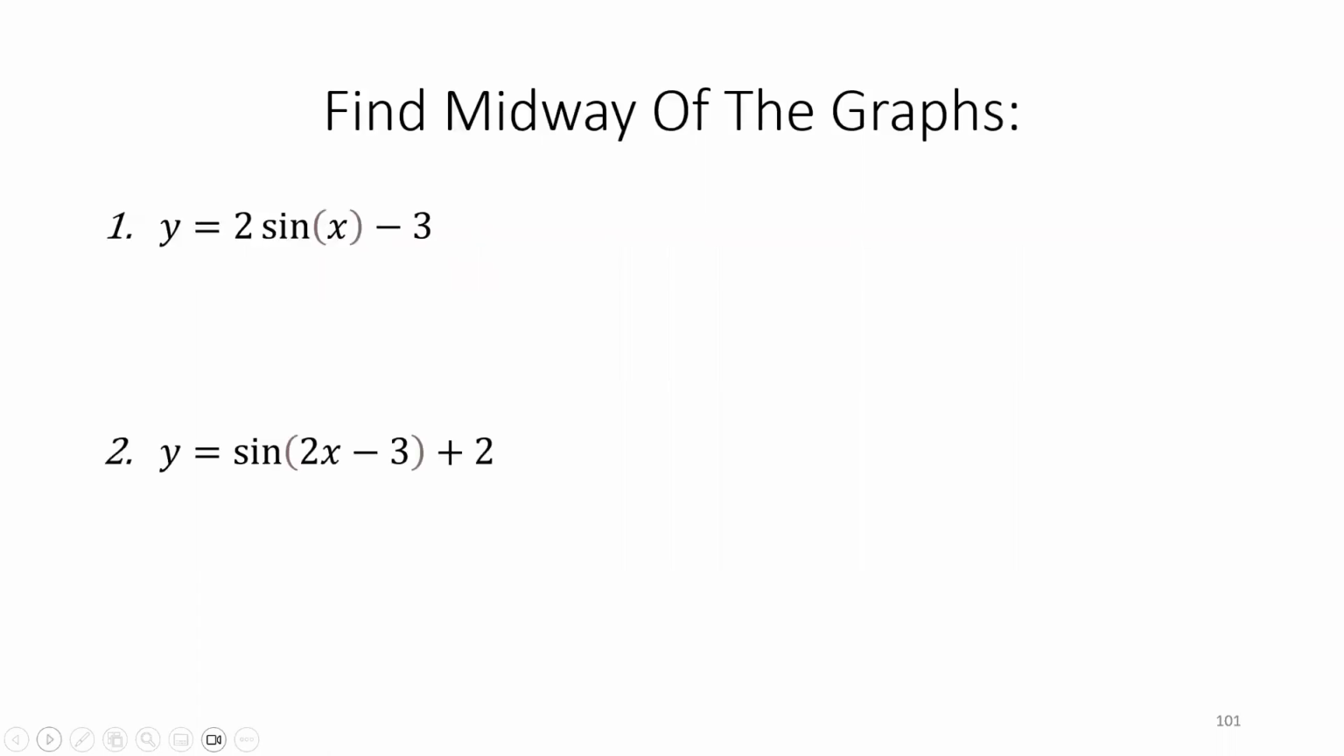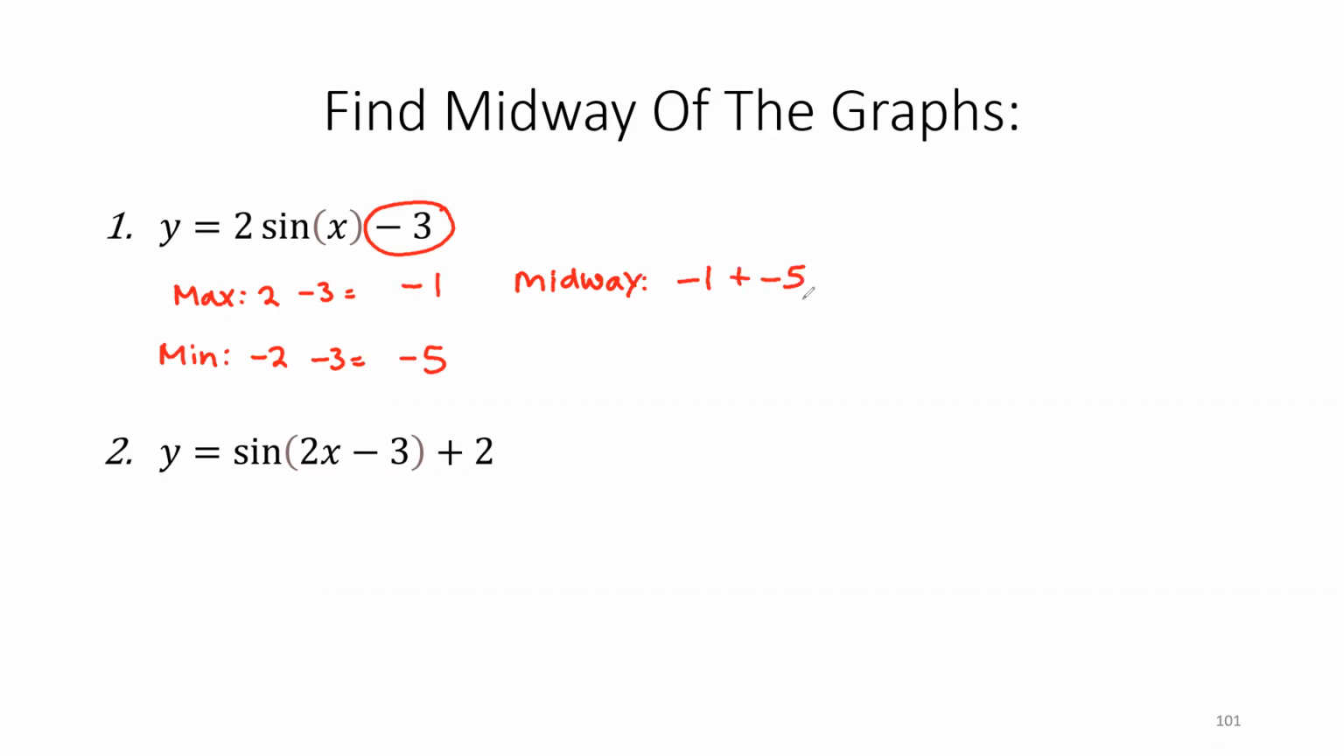So let's look at one. Number 1 says find the midway of the graph. In order to find the midway, you've got to find your max and min. Since there is a vertical shift of -3, your max is going to be 2 plus -3, which is -1. Your min is -2 minus 3, which is -5, right? So what is your midway? Your midway is just the average of those two, which is -1 plus -5 over 2, which is -6 over 2, which is -3.